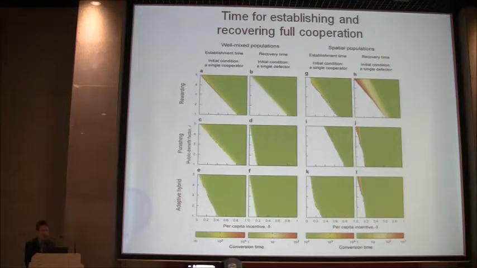But regarding the time for establishing and recovering full cooperation, we find that under the same initial condition, it basically takes a similar finite time to establish cooperation or recover cooperation. Now we can conclude that this proposed adaptive hybrid policy is not only the most effective policy, but also the most efficient policy. But why is the adaptive hybrid policy better?